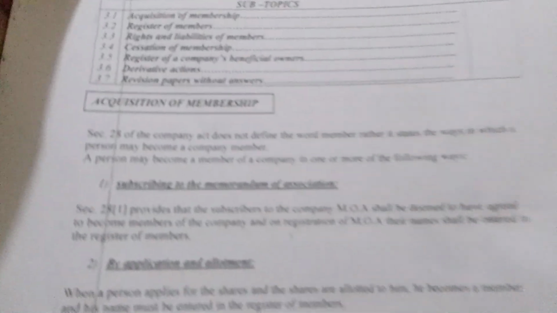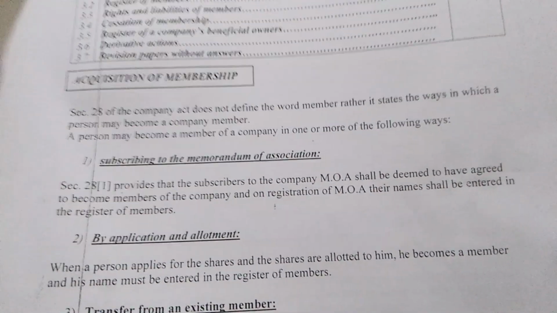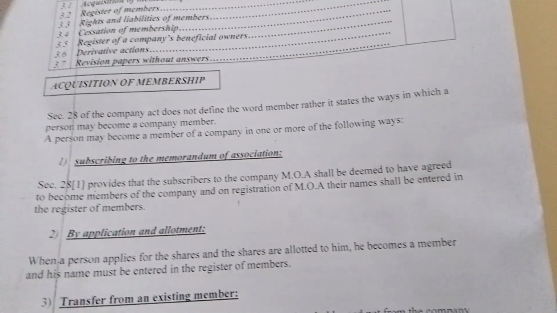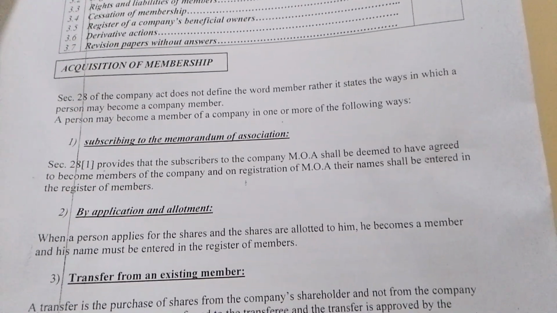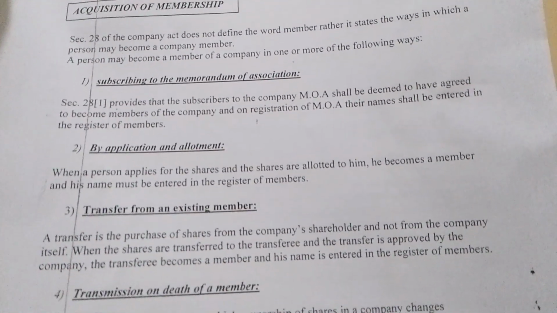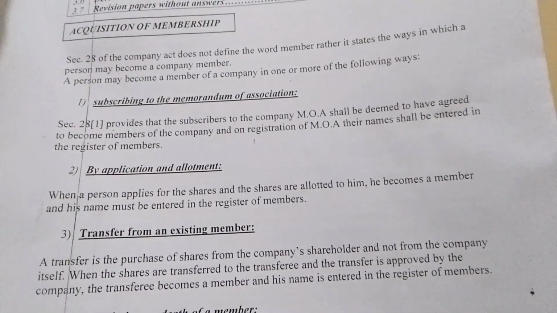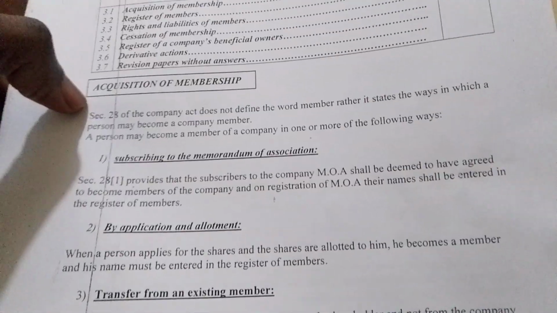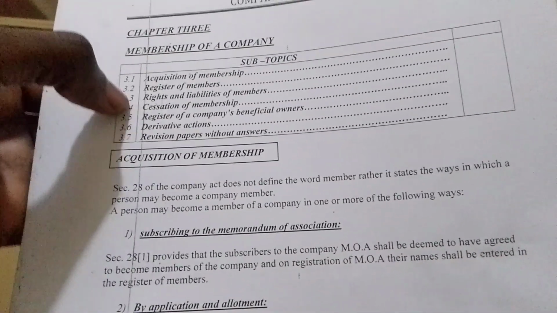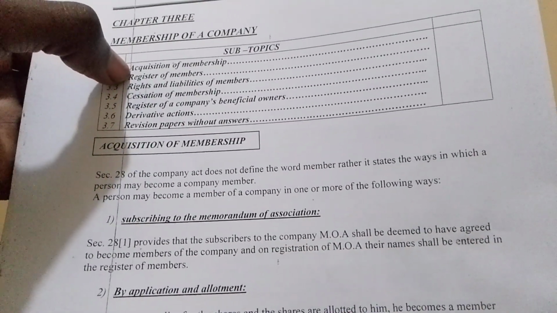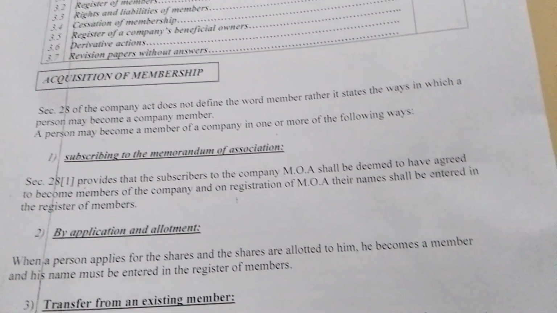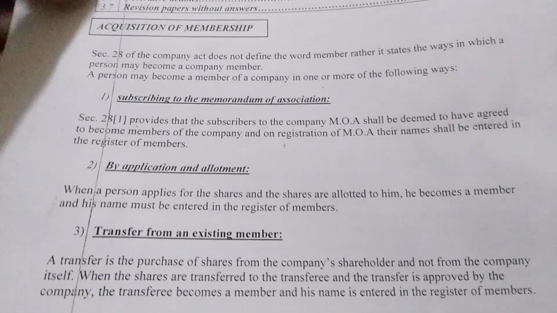Take your notes. Acquisition of membership now. You can just pause your video and go through that. Subscribing to the memorandum of association. You can read the meaning, number one. Number two, by application and allotment. Remember, we are talking about acquisition of membership. How to become a member is what we are starting with here. So subscribing to the memorandum of association, we go through that.